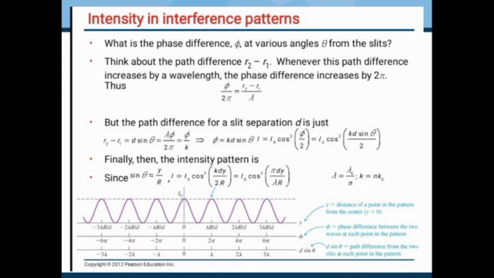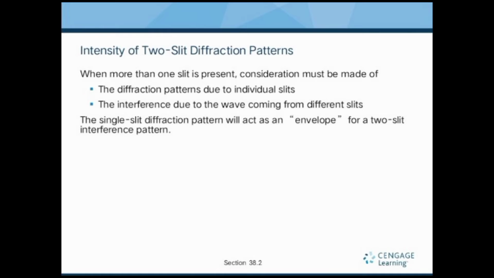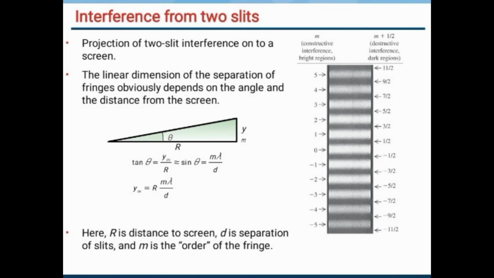Finally, then, that's the intensity pattern of the interference pattern. So, intensity of two slit diffraction patterns. When more than one slit is present, consideration must be made of the diffraction patterns due to individual slits, and the interference due to the waves incoming from different slits. The single slit diffraction pattern will act as an envelope for a two slit interference pattern. Interference from two slits is the projection of two slit diffraction onto a screen.